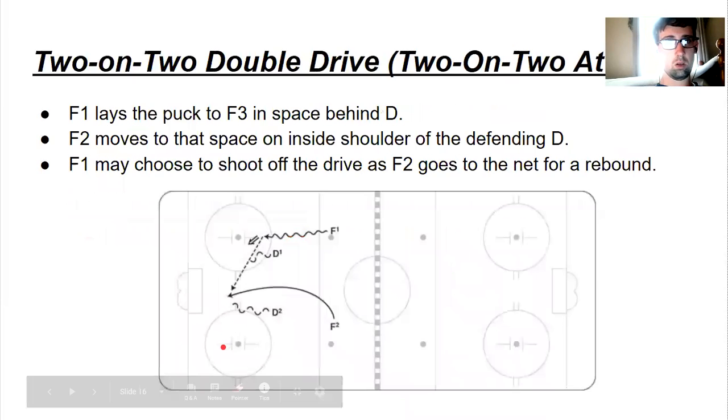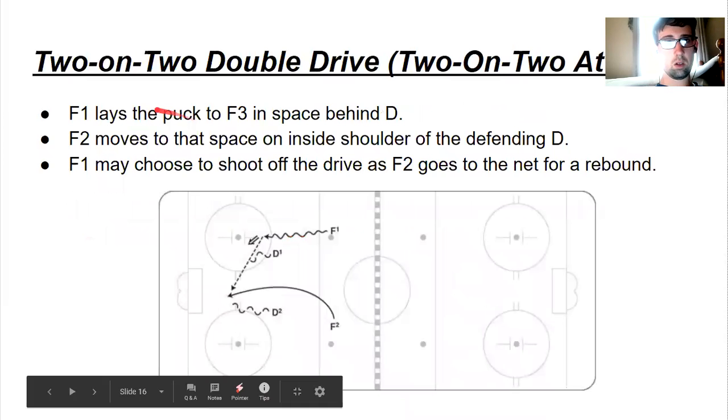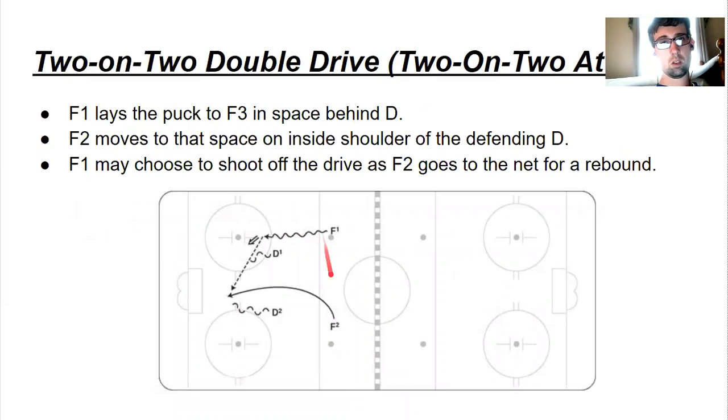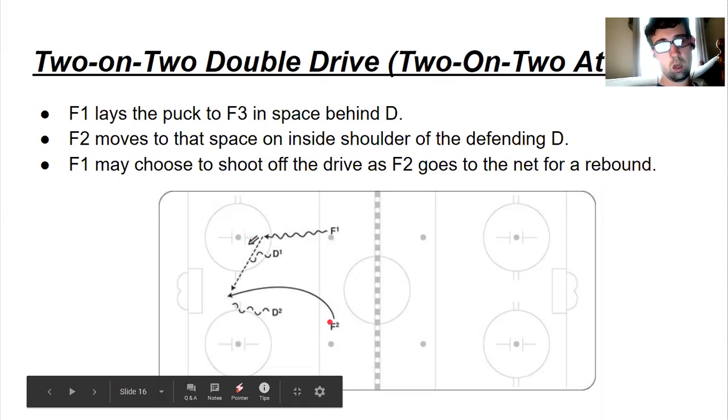2-on-2 double drive, 2-on-2 attack. Forward 1 lays the puck to forward 3 in space behind D. Forward 1, up here, lays the puck to forward 3. Forward 2, actually, not forward 3. Forward 1 lays the puck to forward 2, in the space behind the defense.